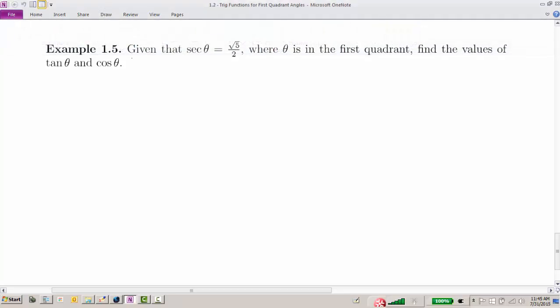Alright, in this example, we're being told that secant theta is equal to the square root of 5 divided by 2, where theta is in the first quadrant. And we want to find tan theta and cosine theta. Now, the good news is one of these we can get for very, very little work.